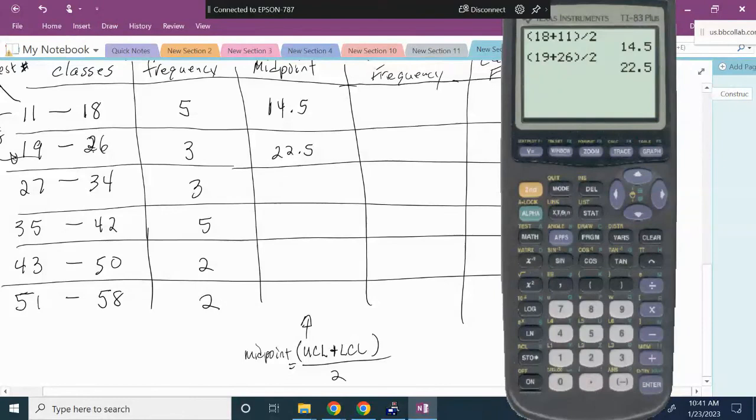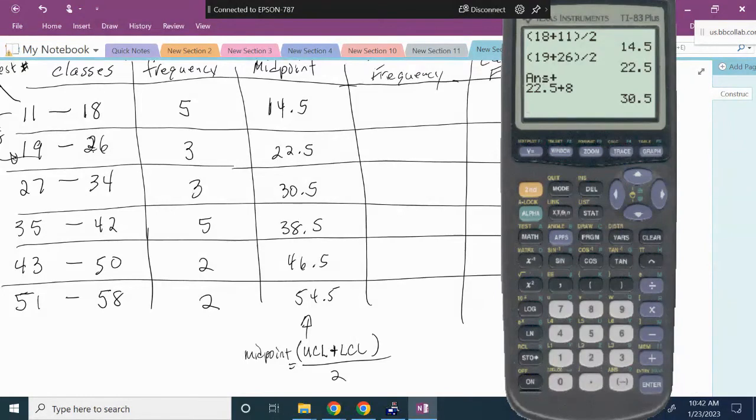And I can just add the class width to get the rest. I could add 8. So 22.5 plus 8 is 30.5, right? That would be the same thing as 27 plus 34 divided by 2. I could add 8 again to get 38.5, 8 again to get 46.5, and 8 again to get 54.5. So I get that part, so that's my calculator kind of.